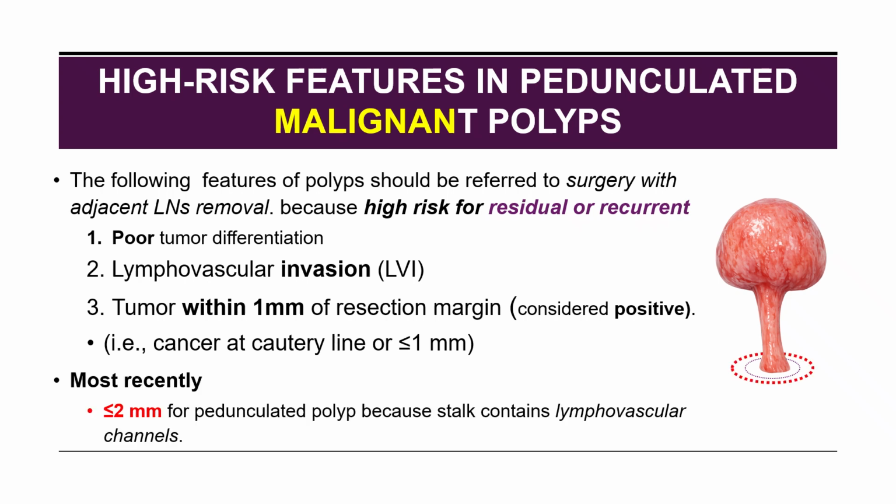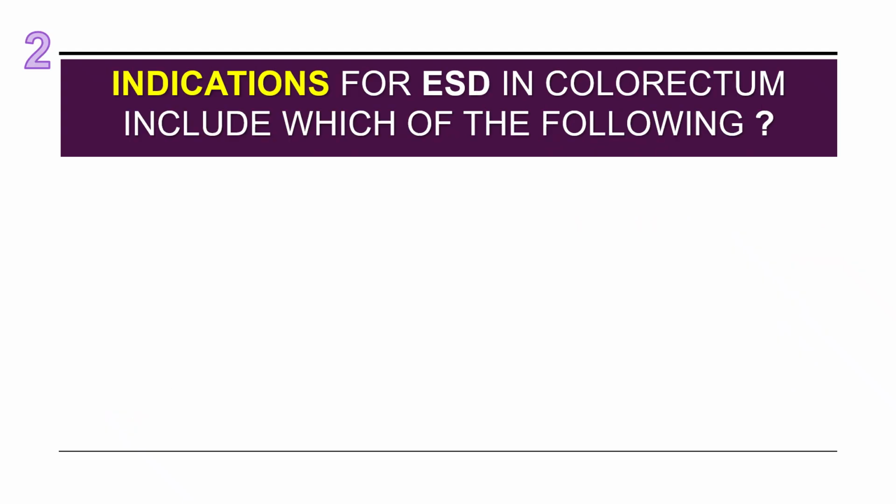Most recently they increased it from 1 millimeter to 2 millimeter, so at least it's 2 millimeter, because the pedunculated polyp has lymphovascular channel invasion, lymphovascular channels, which may be involved by the tumor cells.